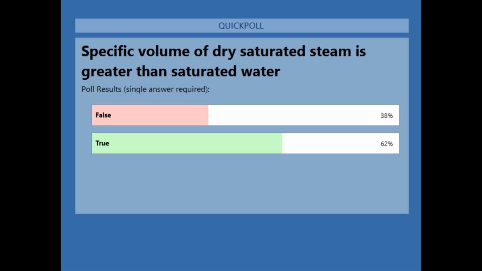So what you see is 38% of the students have answered it wrong. The correct answer is true: the specific volume of dry saturated steam is greater than that of saturated water. Right? Specific volume of dry saturated steam is greater than that of saturated water. That is the correct answer. Now to the second question. Let me hide this and go to the second question.